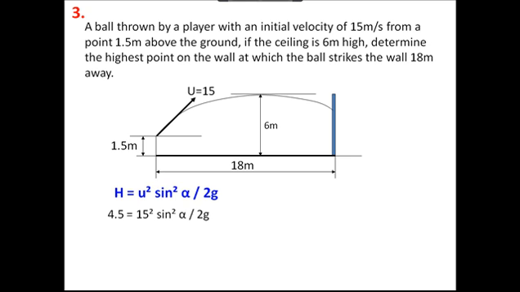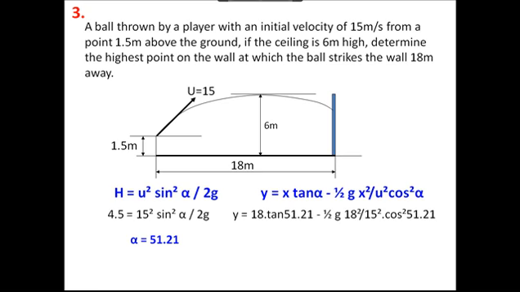projectile. And therefore h is 4.5, u is 15, and alpha is unknown. That's fine. And it is possible to work out alpha from here, which we did, and then we put it in the path equation, because now unknown is y, but x is known and alpha is known, and that's why you can work out y, which comes to 2.54.